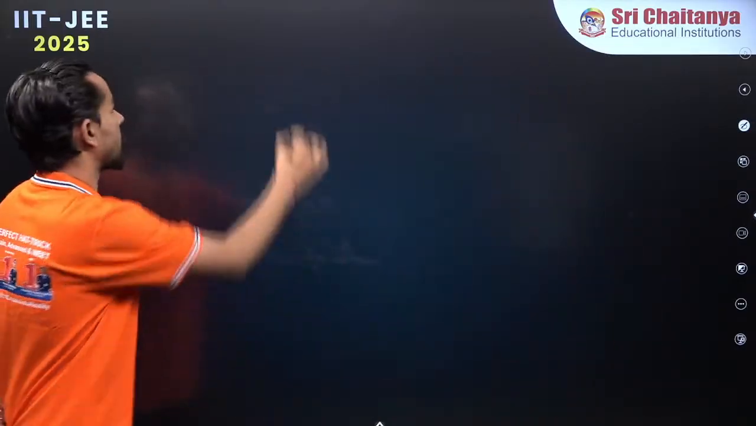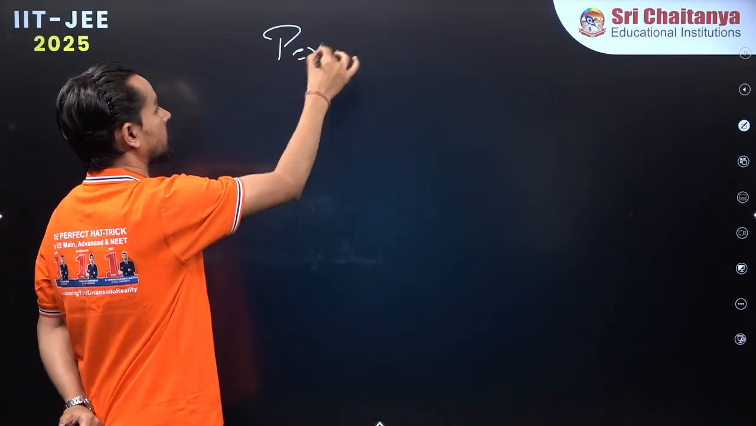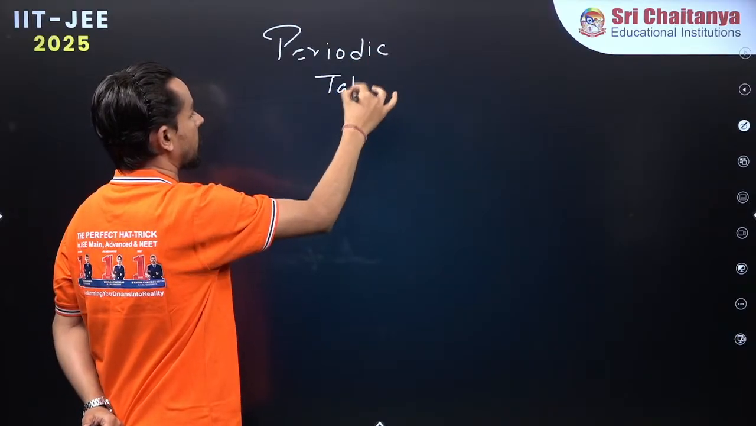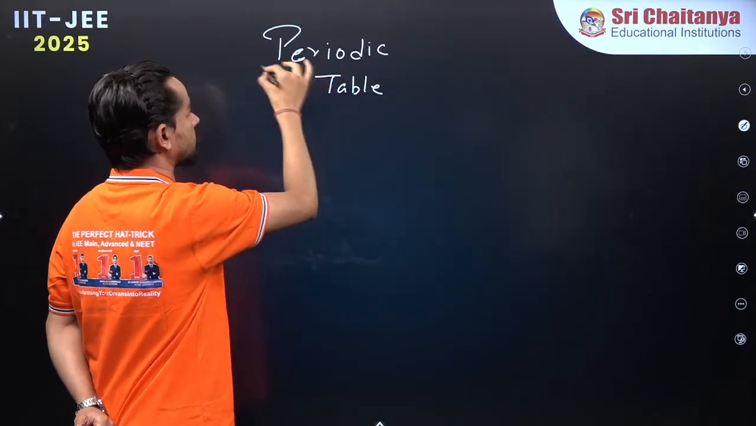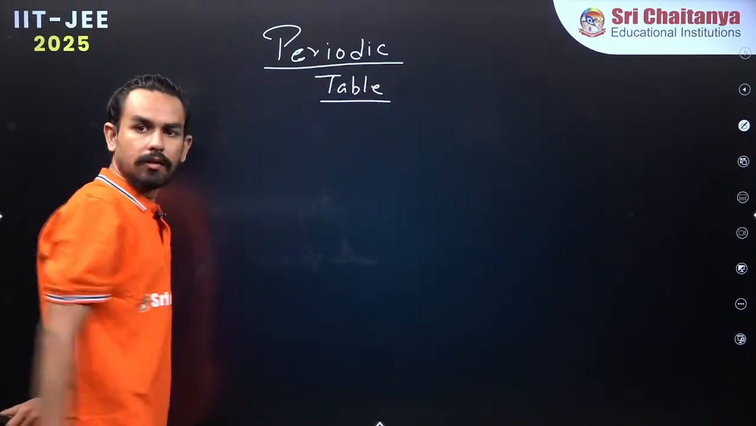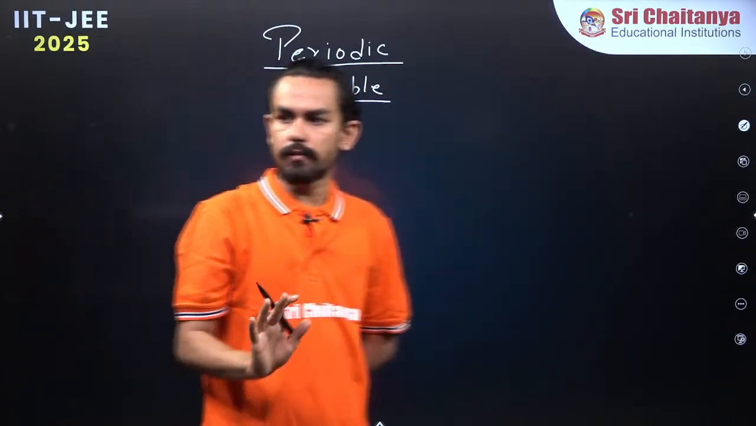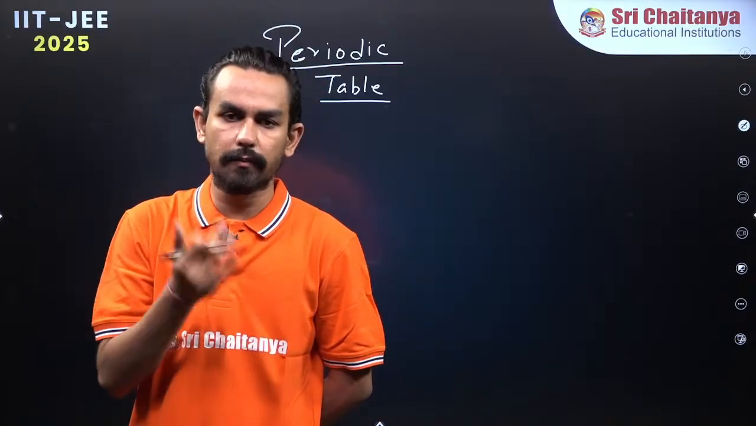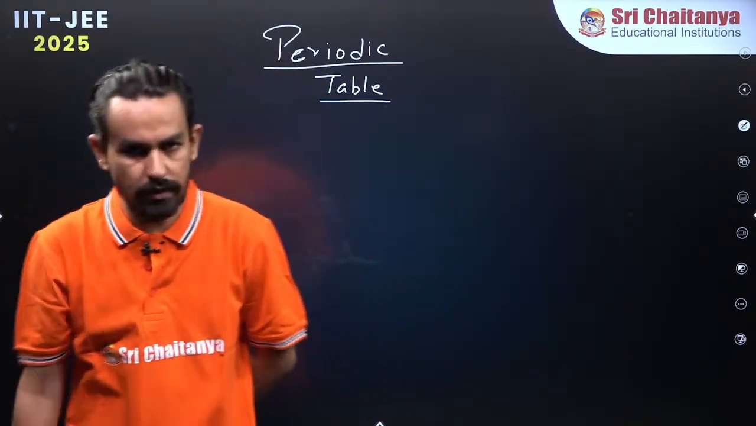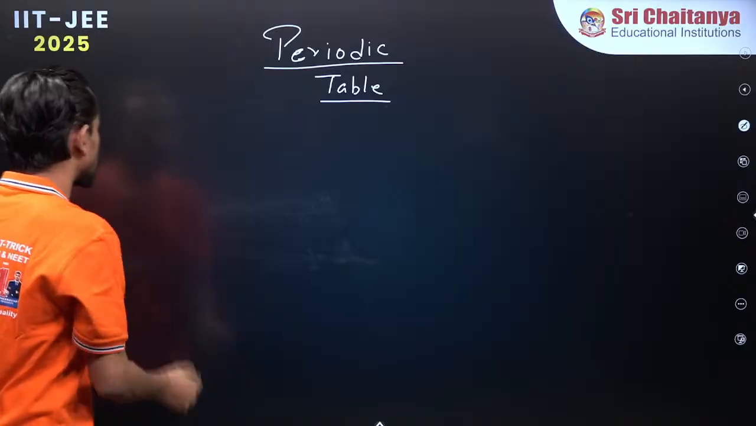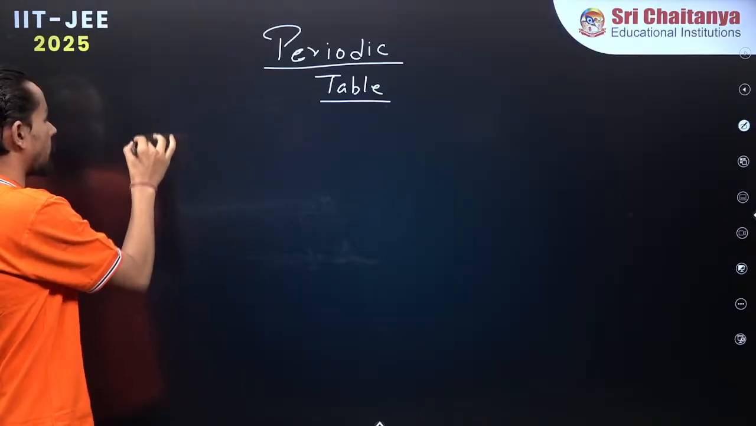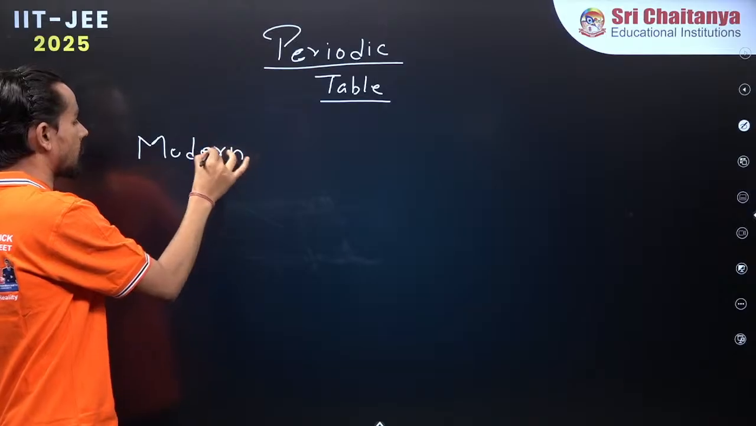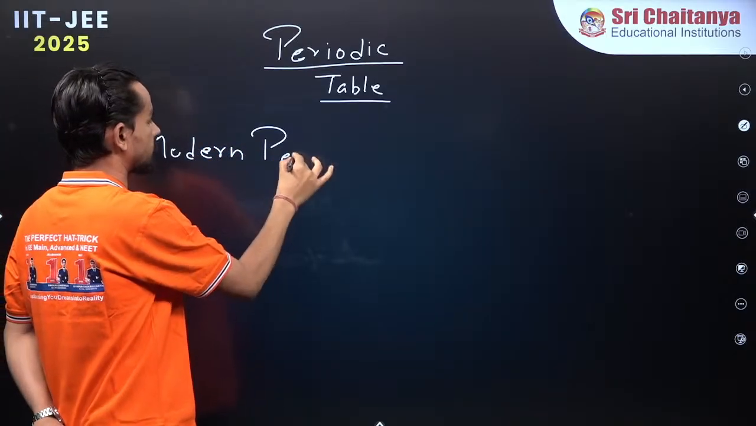The topic for the day is periodic table. Now what we have to know is some things about that. First of all, we will get a basic definition and basic arrangement of what the modern periodic table is. We know there are many periodic tables, but what we have to know is the modern periodic table.